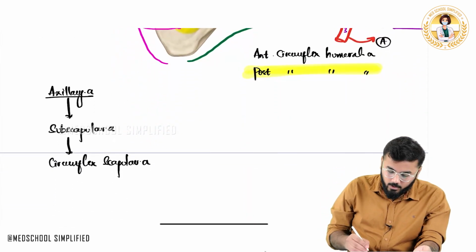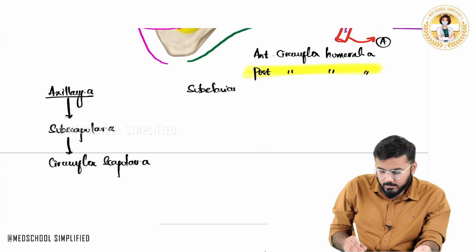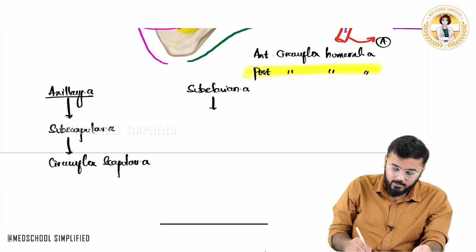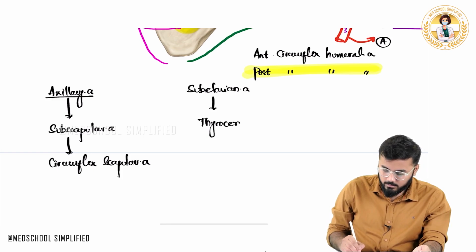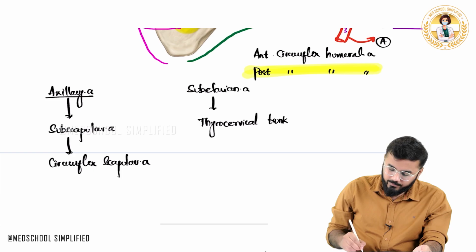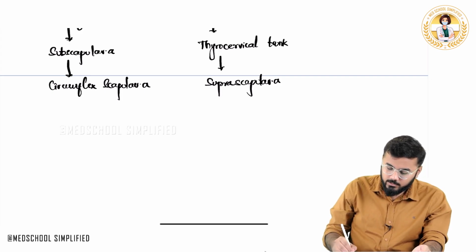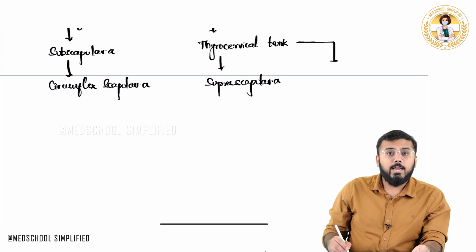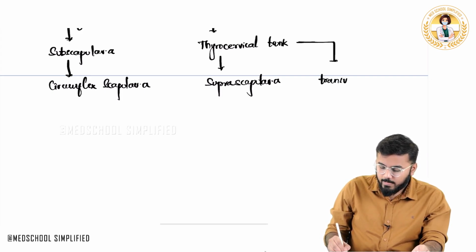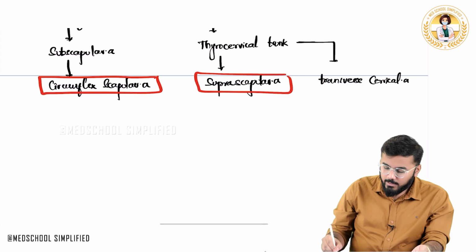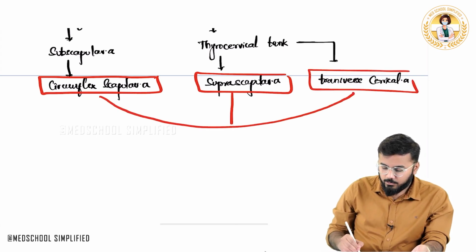Next, on the other hand, we have the subclavian artery. Right? So one of the branches of the subclavian artery is called the thyrocervical trunk. Okay. So from this thyrocervical trunk, one of the branches is the suprascapular artery. Not only that, from this thyrocervical trunk, you have also got another branch called the deep branch of the transverse cervical artery, right? So let me just write it as transverse cervical artery.